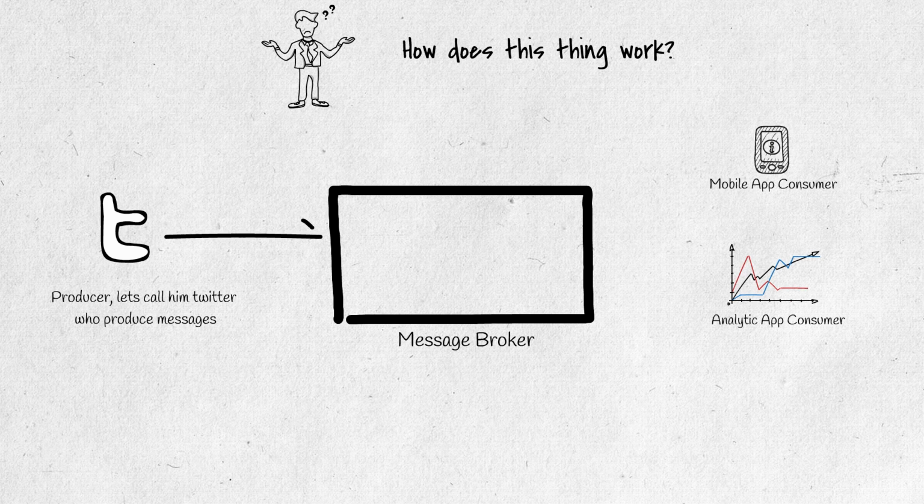The producer app connects to the message broker and starts sending messages. Messages are received and stored by the broker in the order they arrive. Next, the consumer applications connect to the broker and start consuming messages in order. They can connect anytime to receive messages.